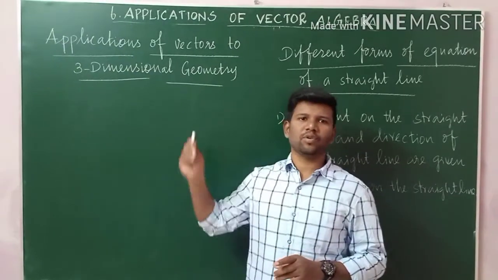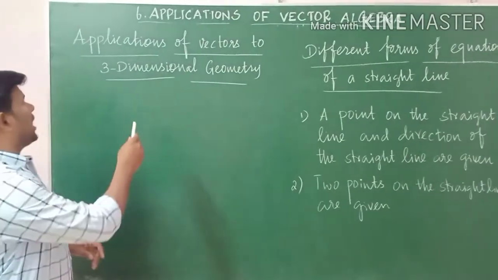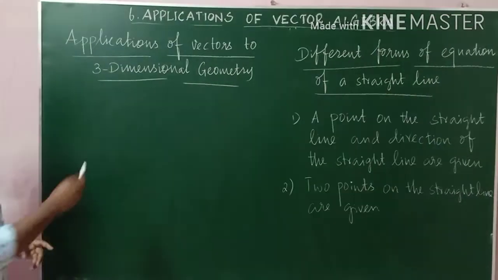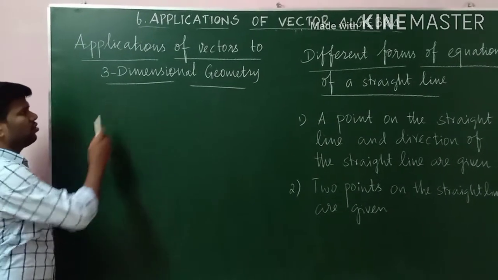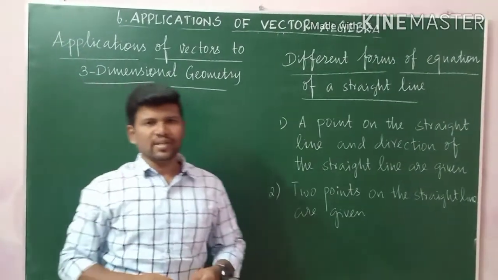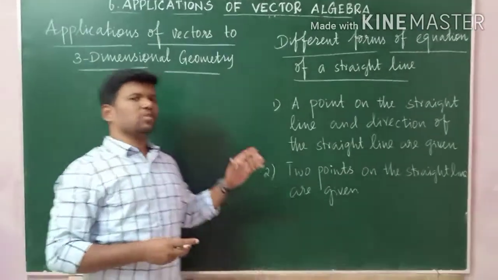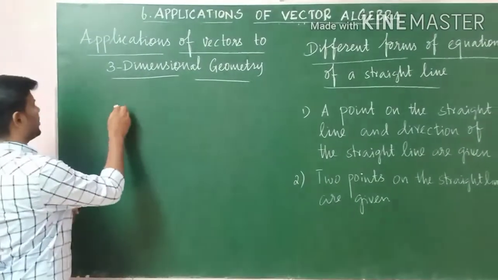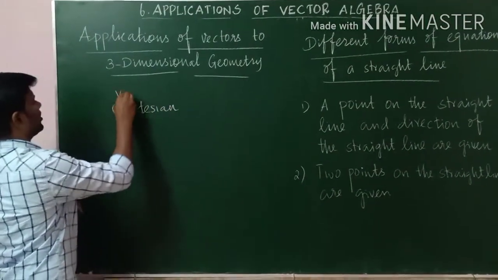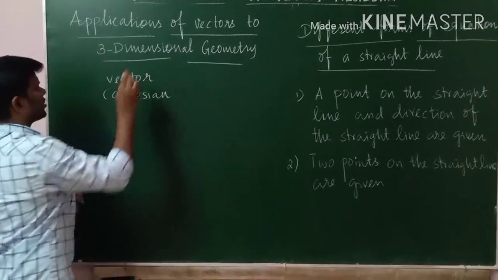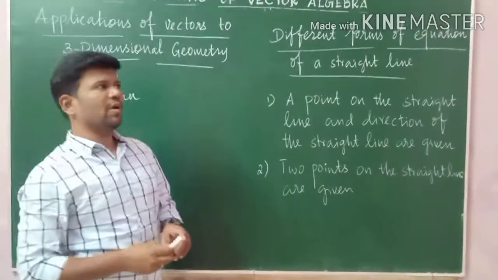So let us go to our subject. Today we are going to learn about applications of vectors to three-dimensional geometry. What is that? Applications of vectors to three-dimensional geometry. In this section we are going to learn about straight lines and the planes. Also we are going to learn about Cartesian equation and vector equation of straight lines and the planes. So today we are going to learn about only straight lines.